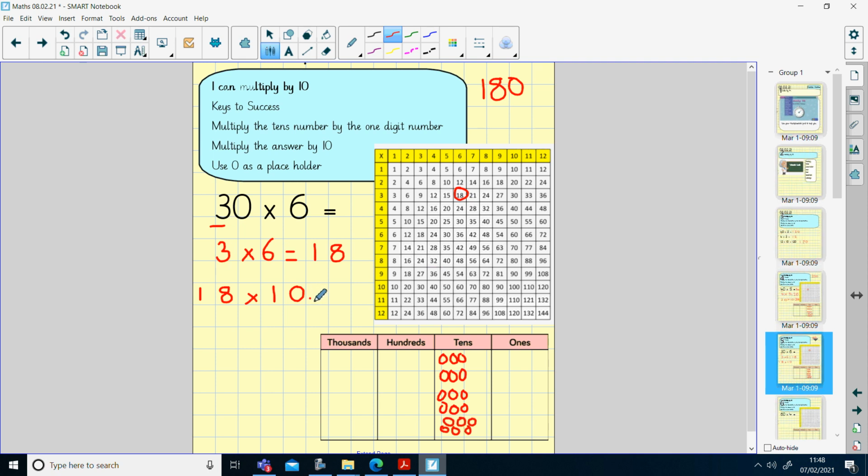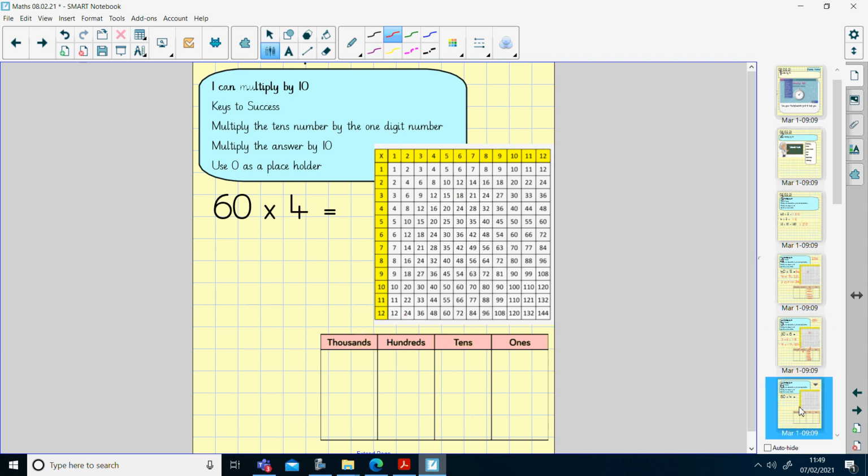So 18 times 10. I can't do that on my hundreds multiplication grid. If I need to, I could draw it onto my place value grid, make each digit bigger, so it would become 180. So my 10 becomes 100, my 8 ones becomes 8 tens, and then I use my 0 as a placeholder. Okay, next one.